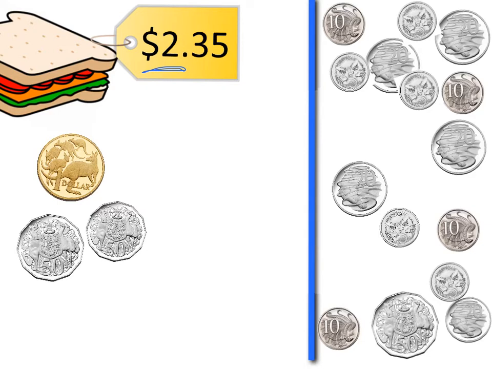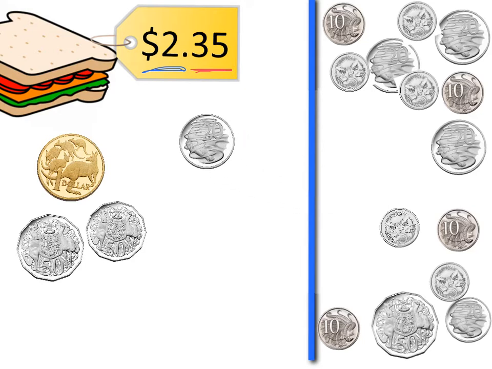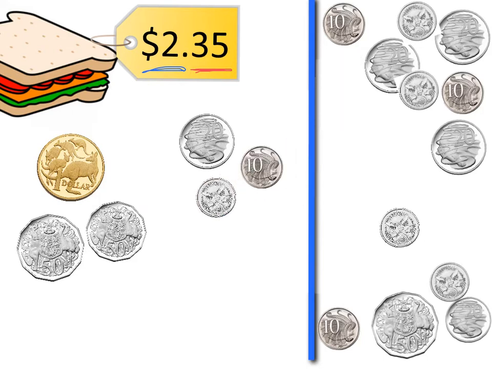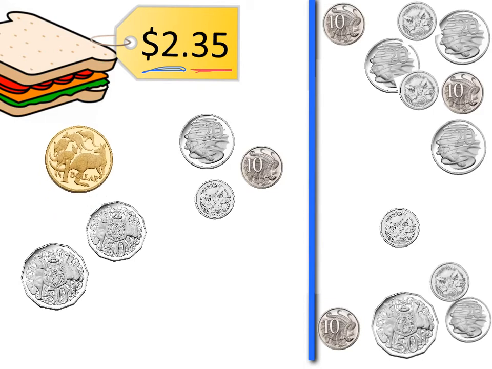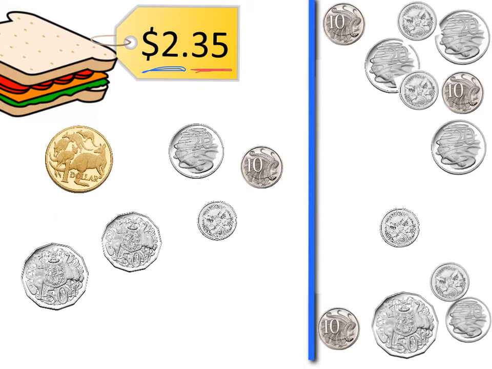Now I need to make the cents amount, which is 35 cents. So I would maybe use a 20-cent coin, a 10-cent coin, because they add up to 30 together. And what else do I need? A 5-cent coin. So all of these 1, 2, 3, 4, 5, 6 coins now add up to pay for my sandwich, $2.35.